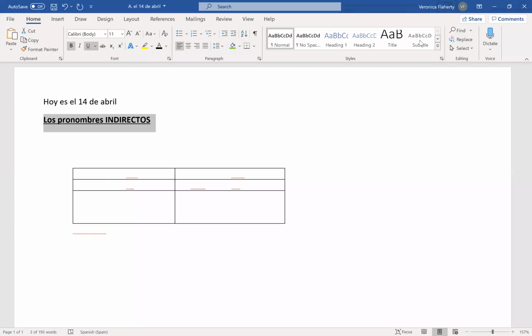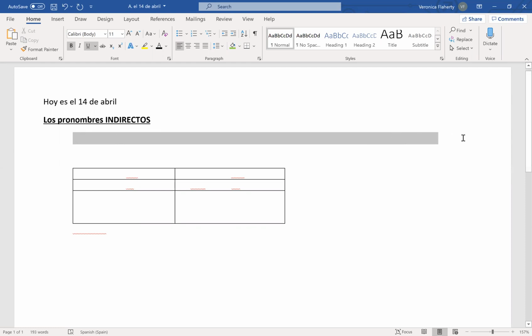So el tema para hoy es los pronombres indirectos. What do we think that means? Indirect pronouns. Indirect object pronouns, right. So last week we were talking about direct object pronouns, and today we're going to be talking about indirect object pronouns. So I'm going to give you the best definition I can of what an indirect object is.